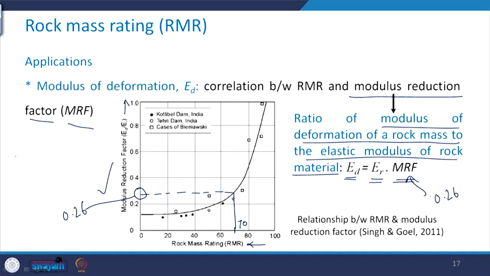Now say this ER value will be known to me. I can carry out a test in the lab, let us say a UCS test, and from there I can find out the elastic modulus for the rock material. So once this is known to me, from the RMR I can find out the ratio ED upon ER, and just substitute that ER and MRF in this expression, and you will be able to get the modulus of deformation.